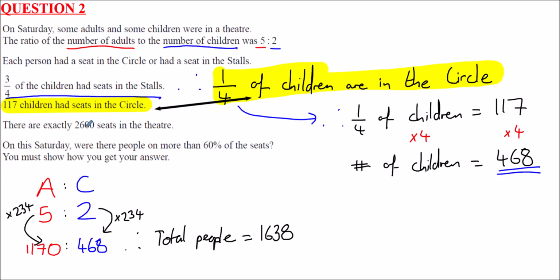But we want to work out if there were more or less than 60% of the seats that were taken. So on this day, on the Saturday, were there people on more than 60% of the seats? So we need to work out the percentage of people that are sitting in the seats. So final step, percentage of people in seats.